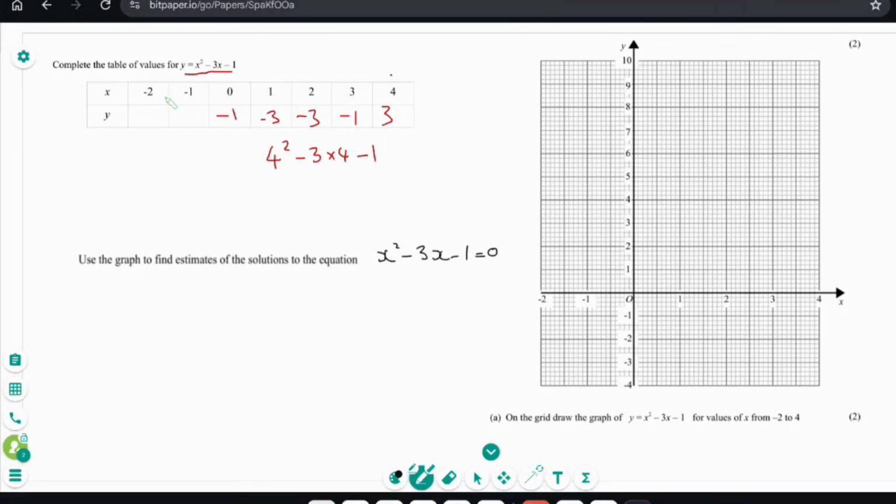So hopefully you remembered here to put your brackets when you're squaring. So I would do bracket minus 1 bracket squared minus 3 times negative 1 minus 1. Then bracket minus 2 bracket squared minus 3 times negative 2 minus 1.